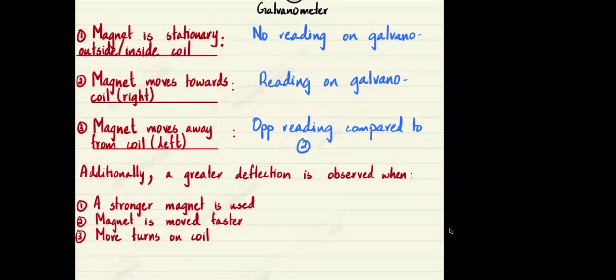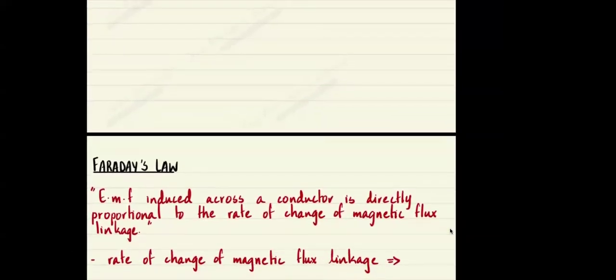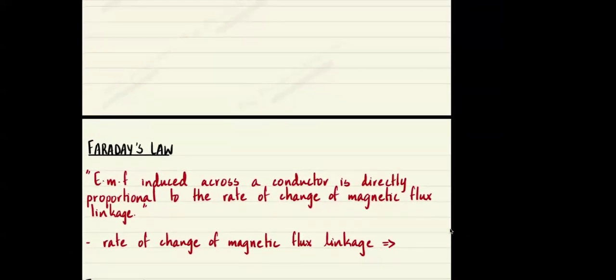What else do we observe is that if you have a stronger magnet, or if you move the magnet faster, or if your coil has more turns on it, a greater deflection is observed, right? So these are all ways in which you have a greater deflection, a greater current flowing through the galvanometer. Now, how can we explain all of these observations? That is done using the 2 laws of electromagnetic induction. The first one, Faraday's law, states that the EMF induced across a conductor is directly proportional to the rate of change of magnetic flux linkage, right?